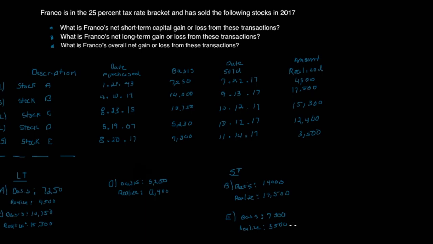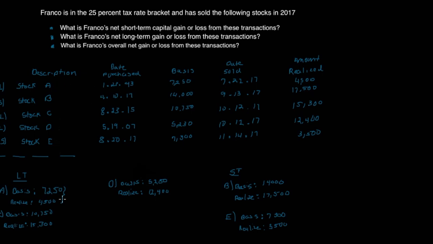Okay, so now we have all of our stocks here. We have A, B, C, D, and E. That accounts for all of our stocks, and we have all their bases and the realized amounts when they're sold. So we can go ahead and find the gain or loss on each of the stocks individually. So we're going to go back to long term, and we are going to calculate the gain or loss for stock A.